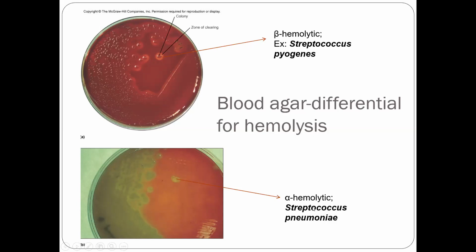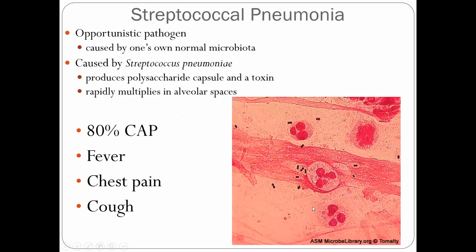Now we're going to talk about these pathogens. First of all, Streptococcus pneumoniae. People usually call it the number one cause of community-acquired pneumonia. So 80% of CAP, community-acquired pneumonia. What it looks like is a gram-positive diplococcus. And you will see it's protected by a heavy capsule. That's why we use a negative stain to do the capsule stain.